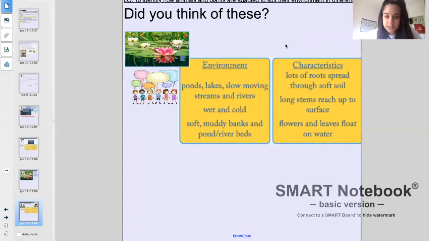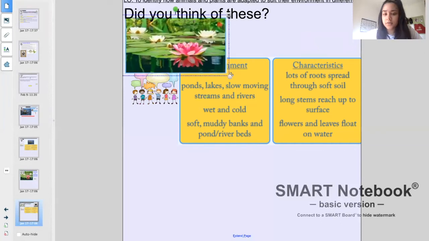And some characteristics that help these water lilies to survive are the following: lots of roots that spread through soft soil, a long stem that reaches up to the surface, so underneath the water there is a long stem here, as well as flowers and leaves which float on water. So the flowers don't sink under the water, they float on top of the water.